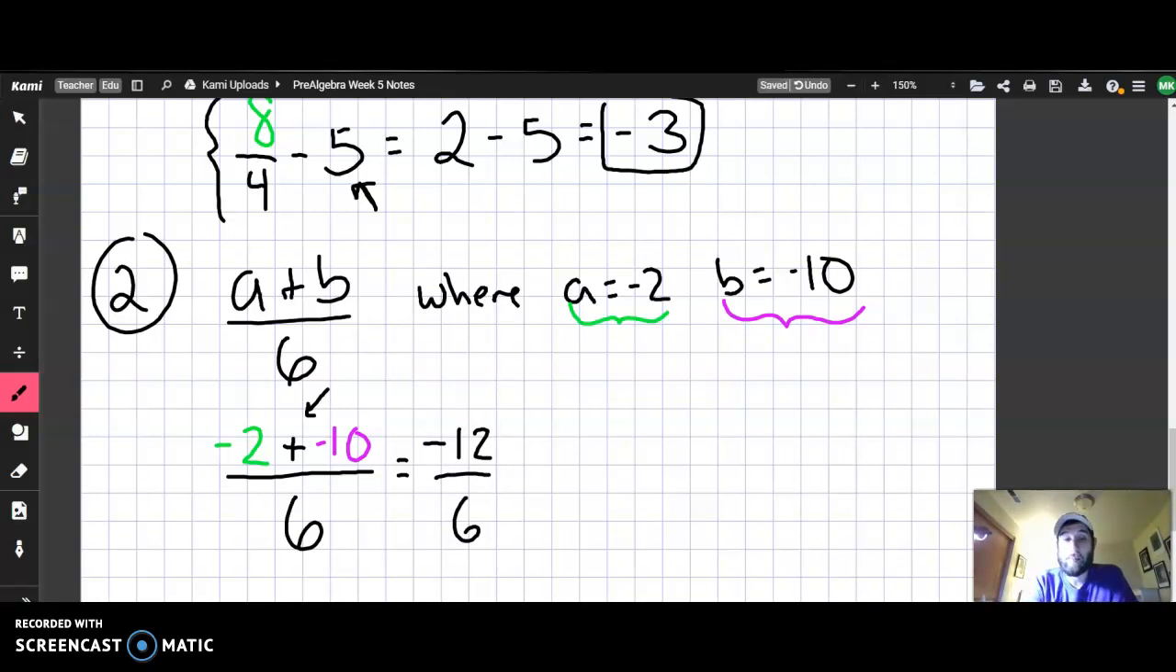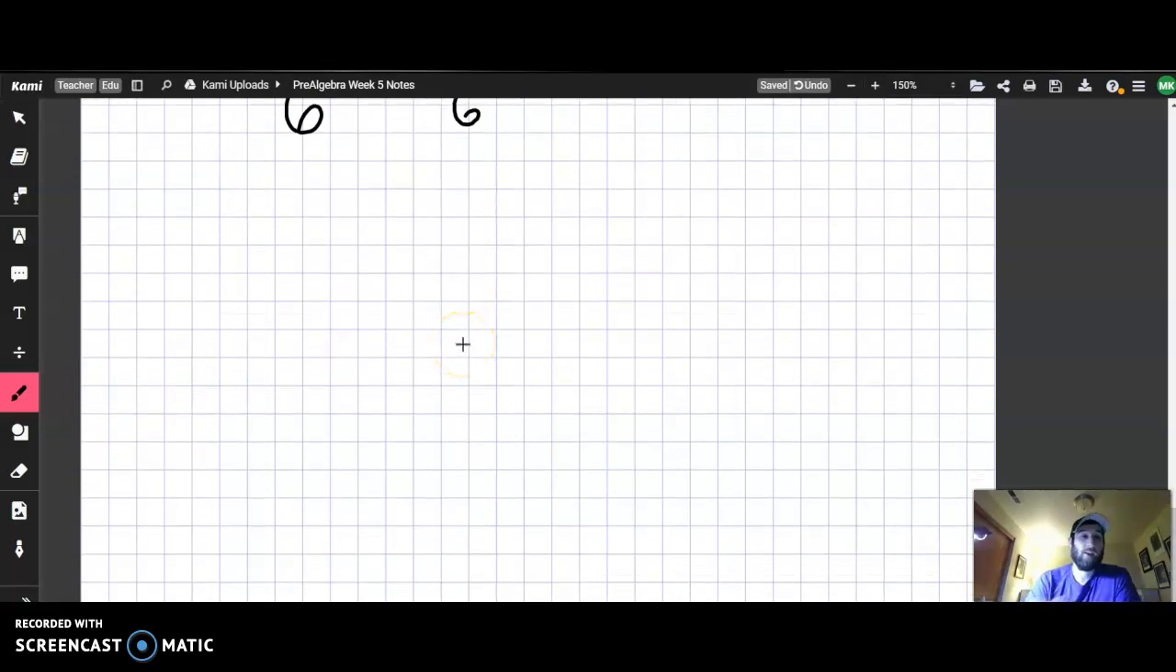And negative 12 divided by 6, well, a negative divided by a positive is still a negative. 12 divided by 6 is 2. So our answer for this problem is negative 2. Because we take care of the division after we take care of our addition and subtraction when the fraction bar goes all the way across. So let's take a look at problem number 3 then.